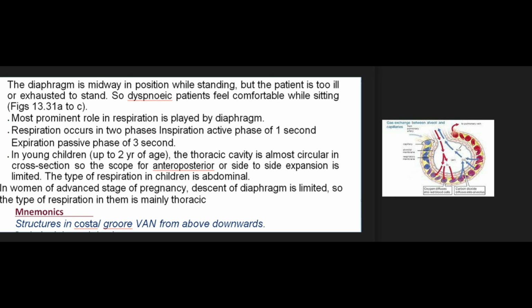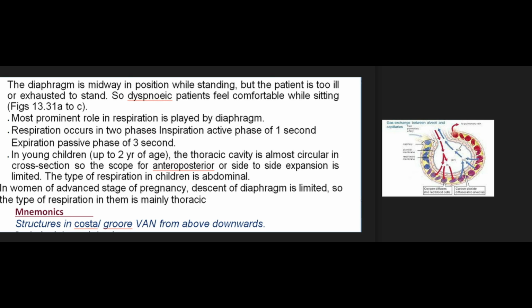Most prominent role in respiration is played by diaphragm. Respiration occurs in 2 phases: inspiration, an active phase of 1 second, and expiration, a passive phase of 3 seconds. In young children, up to 2 years of age, the thoracic cavity is almost circular in cross-section, so the scope for anteroposterior or side-to-side expansion is limited.